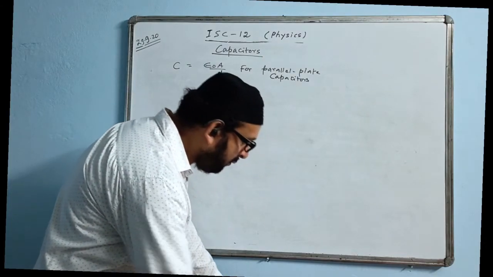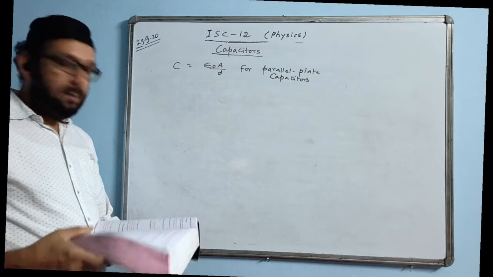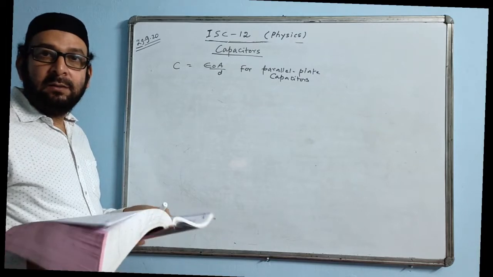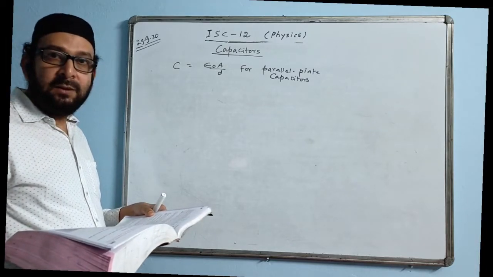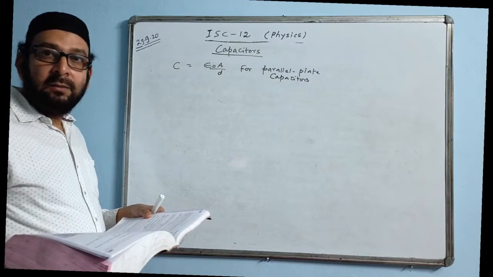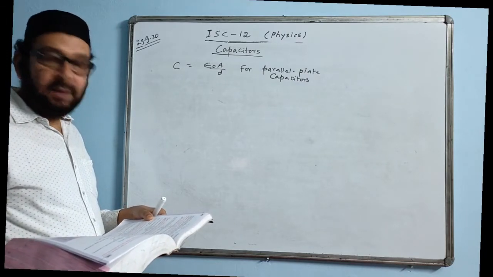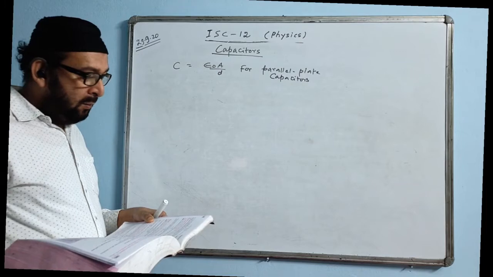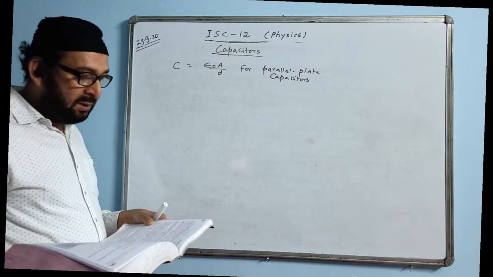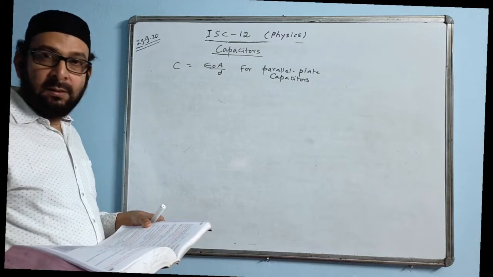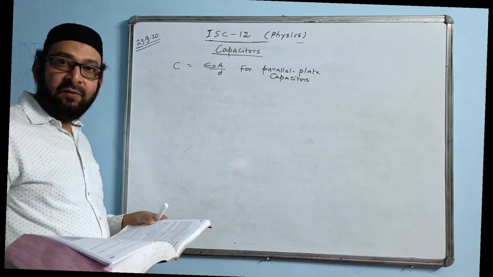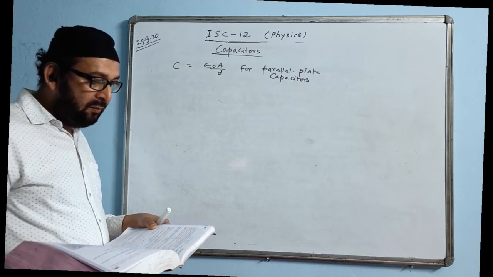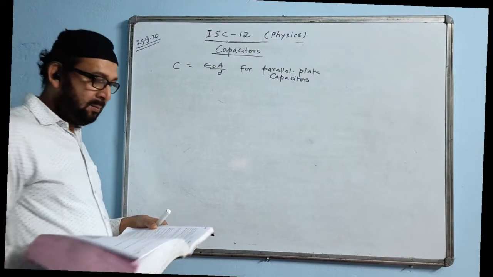Okay. I read a question here. You can even write it down later on. A parallel plate capacitor with air between the plates has a capacitance of 8 picofarad, 8 pF. What will be the capacitance if the distance between the plates is reduced by half and the space between them is filled with a material of dielectric constant 6?